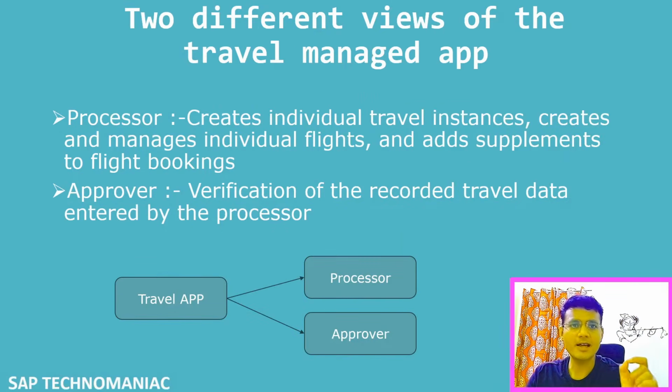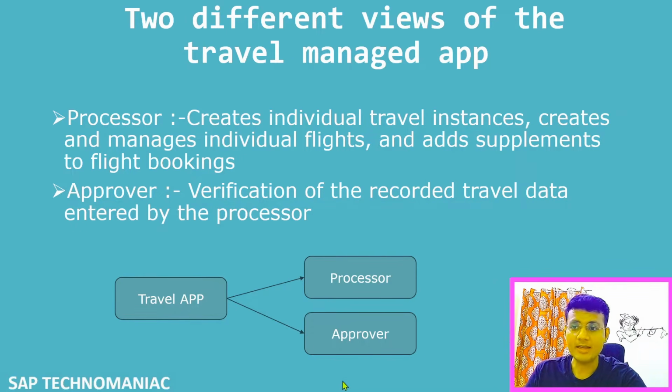If you remember from my last video, we have created this travel app for the processor and approver. We have already created the app for the processor, but yet to create it for the approver. The processor can create a new travel instance, modify existing instances, and update if he wants to. The approver, once the processor has created the travel instance, will see the data. He will not be able to modify it, but based on his observations and the data, he will approve or reject the particular travel instance.